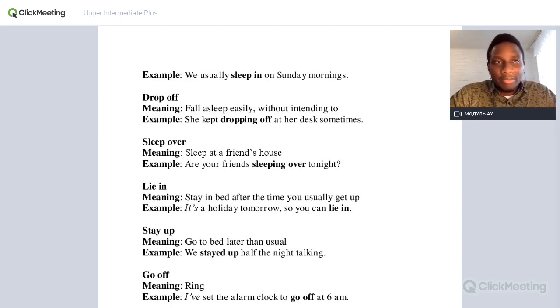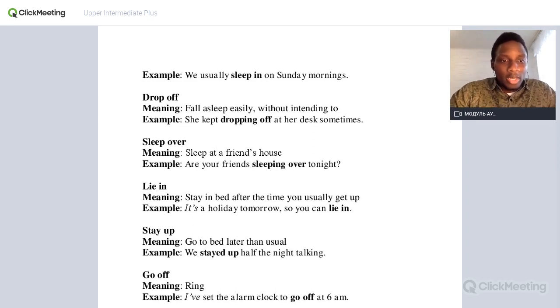Say, for example, you have friends or you're talking with your family, with someone that you're living with, and you stay past your bedtime, let's say past 10, 12 p.m., or even going to 1 or 2 in the morning, and you're talking. That's when you say we stayed up.